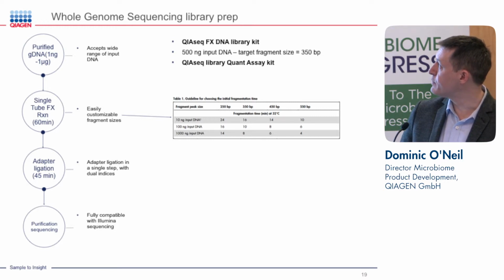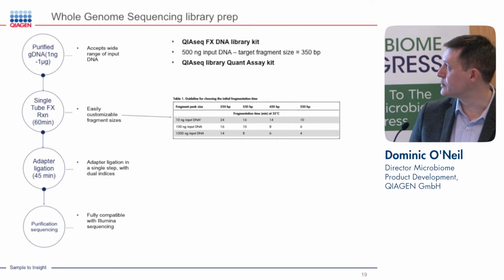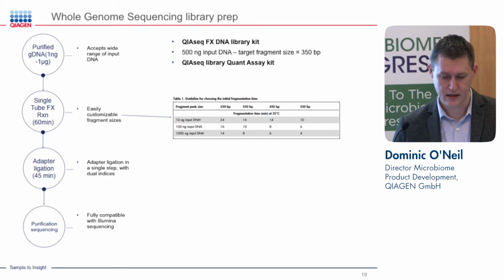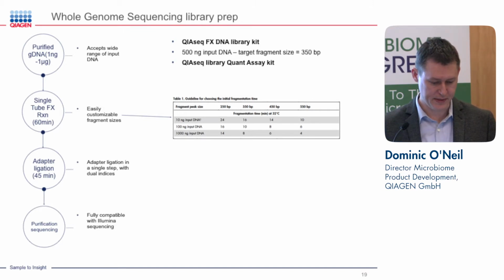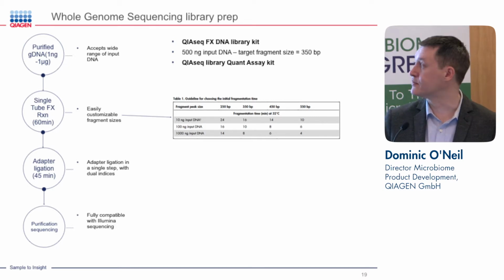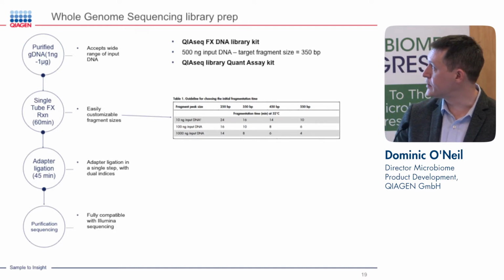Depending on your input amount and the size that you're interested in, you can use the table to select the time you want, and you'll get a fragment size as desired. We selected 350 base pairs and got a very nice result out of that. And you do adapter ligation, cleanup, and again, it's fully compatible with Illumina sequencing. So that's what we did.